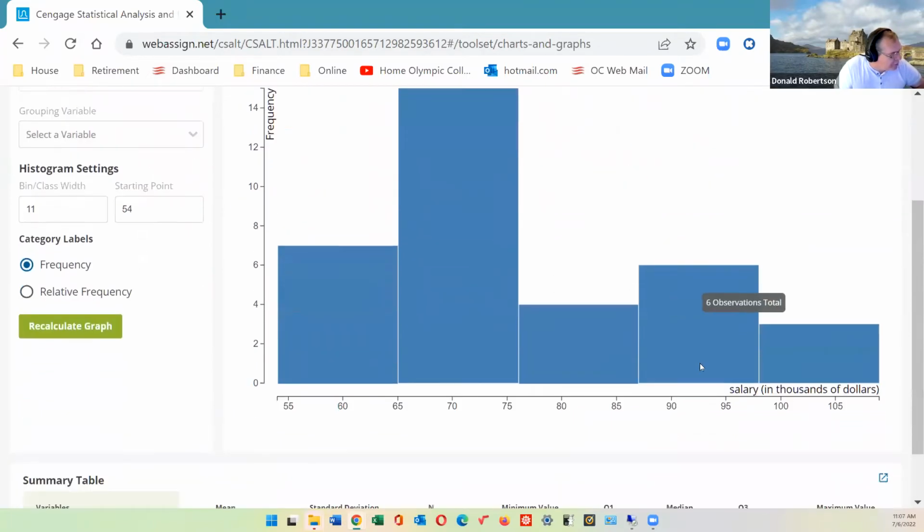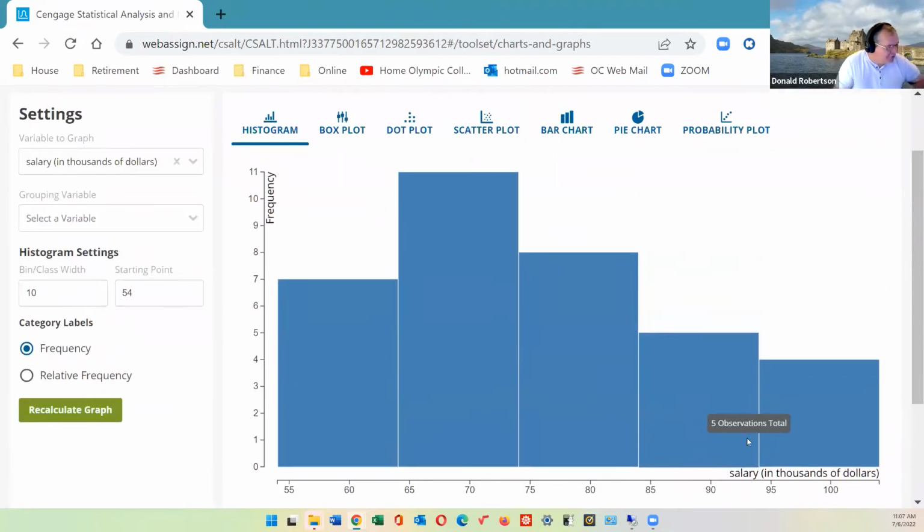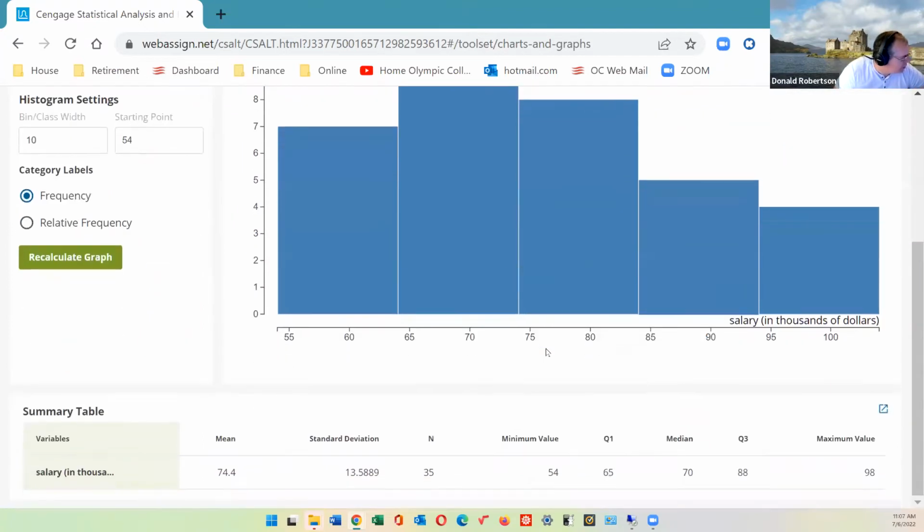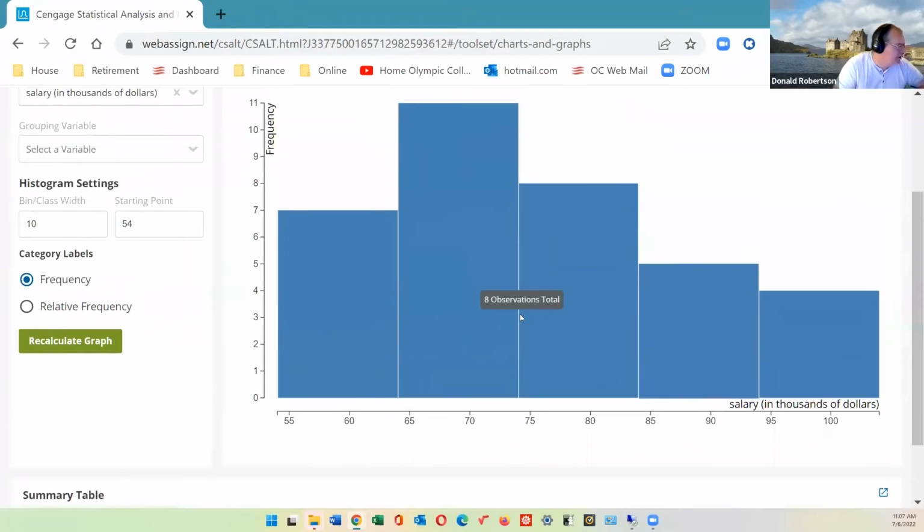Oh, that was nice of them. And do you see they started at 54 for me and did bin sizes of 11? I'm going to do bin sizes of 10 and I'm going to recalculate it. There, can you see our histogram? Already done for us. Now, the way that you measure your histogram is 54 to that number there, right? So it would be 54 to 64, right? So that would be 54 to 64.